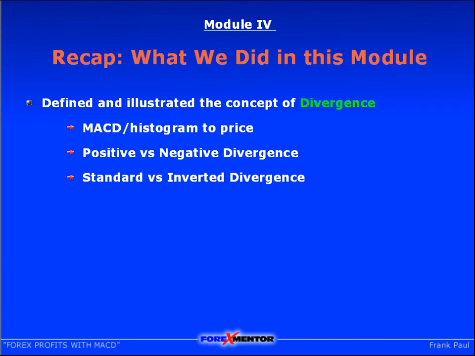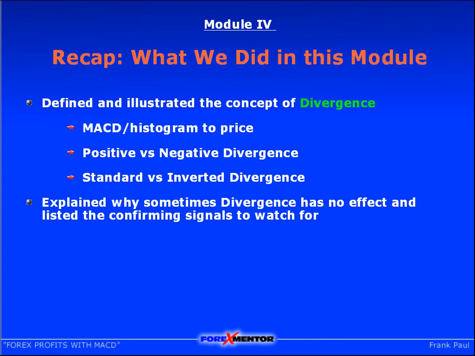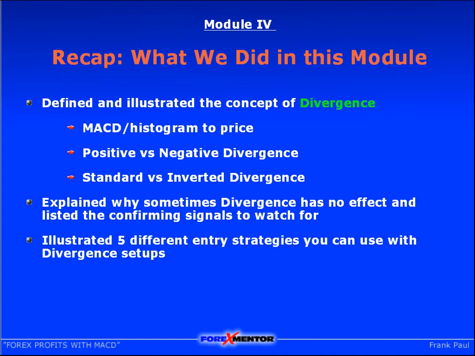So we illustrated the different types of divergence, and then we explained why sometimes divergence has limited effect or no effect, and we gave you a list of strategies, tests actually, that you can use to determine whether the divergence signal is likely to be valid or not. Finally, we gave you just a very simple list of 5 entry strategies, some of them more comprehensive than others. For example, cobbling together 5 or 6 different entry signals on a lower level time frame. That's a little bit more comprehensive than just looking for a histogram flip. But in any event, those 5 different entry strategies do work.